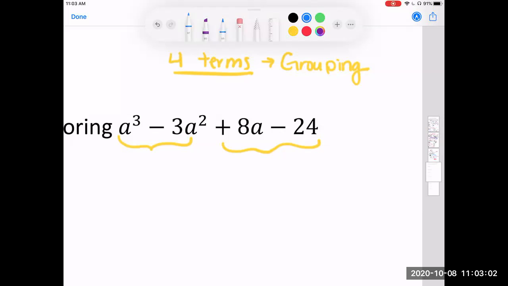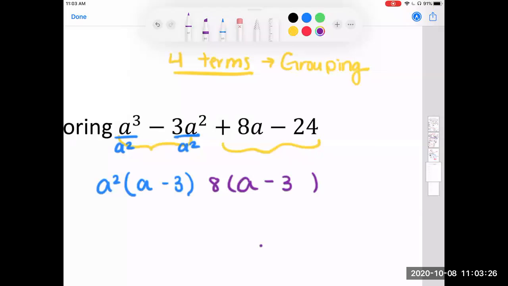So if I divide out an a squared, that divides into both of them. I'm left with a minus 3, right? Because I divide each one by a squared. If I take my last 2 and I divide out an 8, because the 8 divides into both of them, I'm left with a minus 3, right? I divide out an 8. And notice that we have the same thing in the parentheses. So what we can actually do is factor out that a minus 3.